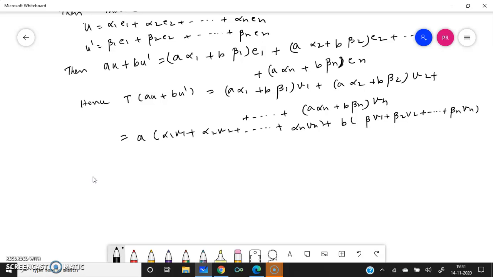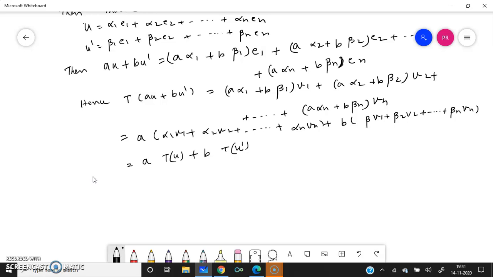So what we are trying to do is, we find T of u. T of u equals, we have defined some scalar times v1 plus scalar times v2 and so on to scalar times vn. And then we have taken a out here and b out here. And this will be equal to a times, and alpha 1 v1, alpha 2 v2 and so on are all nothing but our T of u, plus b times T of u dash.